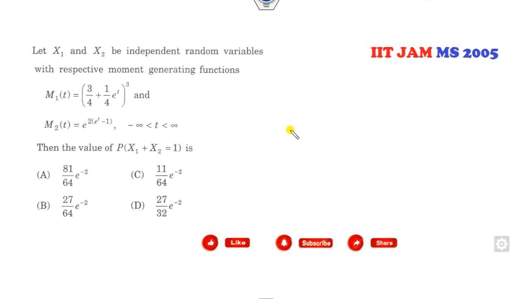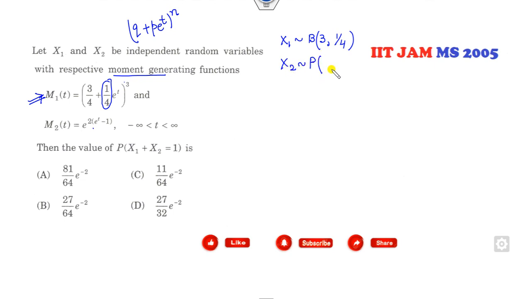Okay, so whenever you see the concept of the moment generating function, think about what kind of moment generating function it is. It looks like this form. Fine. So it means your X1 follows a binomial distribution with n equal to 3, probability 1 by 4. If you compare them, this is my p. If you compare here, what is that? It is a Poisson distribution with parameter 2.